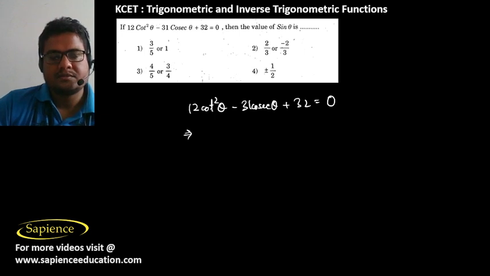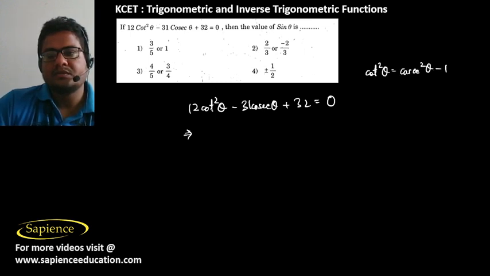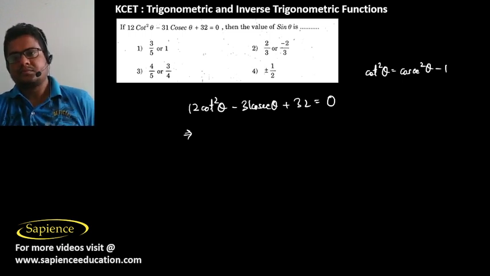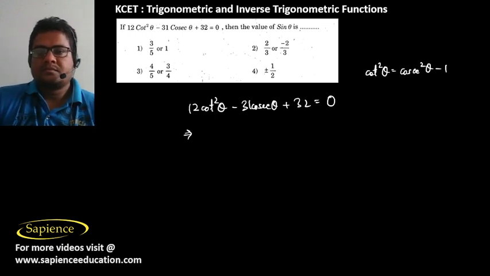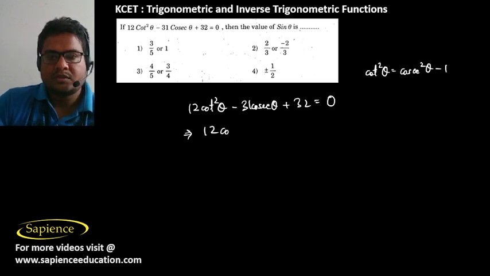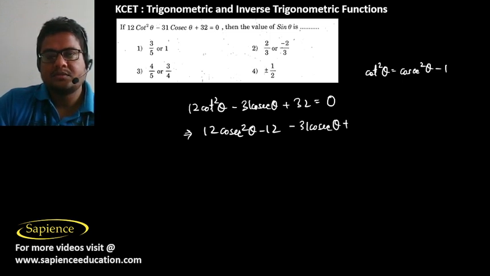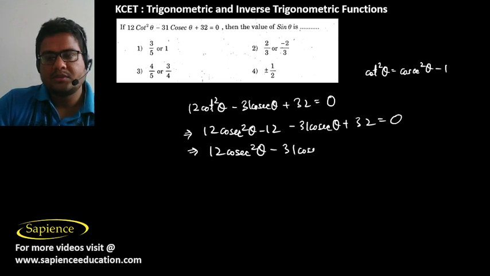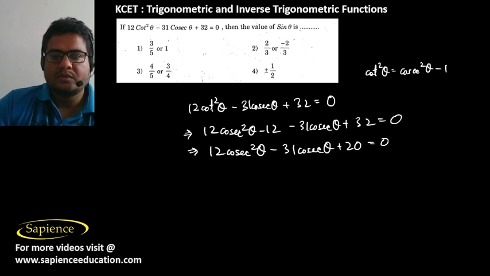So here, cot square theta we can write as cosec square theta minus 1. Therefore this will be 12 cosec square theta minus 12 minus 31 cosec theta plus 32 equal to 0. Therefore we can write this as 12 cosec square theta minus 31 cosec theta plus 20 equal to 0. So now 12 into 20, that is 240.